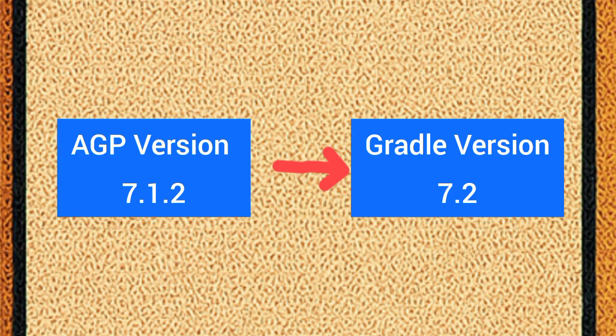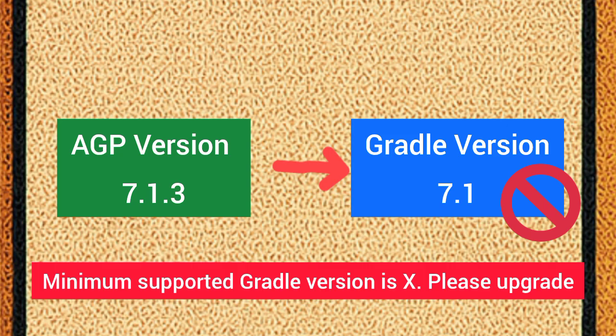If you want to change to AGP 7.3, it requires Gradle 7.4 or above. If you mismatch them, even slightly, your build will fail with errors that often say things like, "Minimum supported Gradle version is X. Please upgrade." This is a common issue, because Android evolves fast. Each release of Android Studio comes with new Gradle and plugin versions, often requiring updates to your build files, dependencies, and even code. How to avoid these issues?